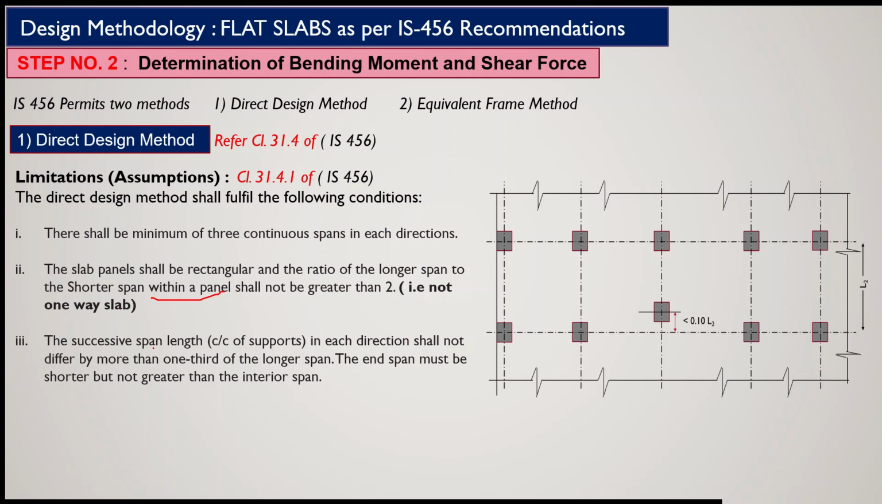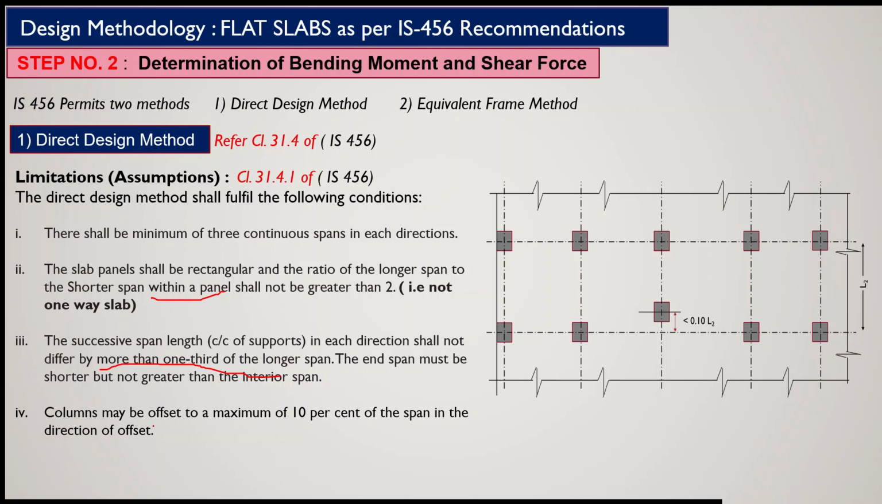Third point is the successive span length. Now what is span length? Center to center of support. So successive span length in each direction should not differ by more than 1/3 of the longer span. And the end span must be shorter but not greater than the interior span, in the slab which we are going to design in case of flat slab. So if it is fulfilling this third requirement, then you can go for the application of direct design method.